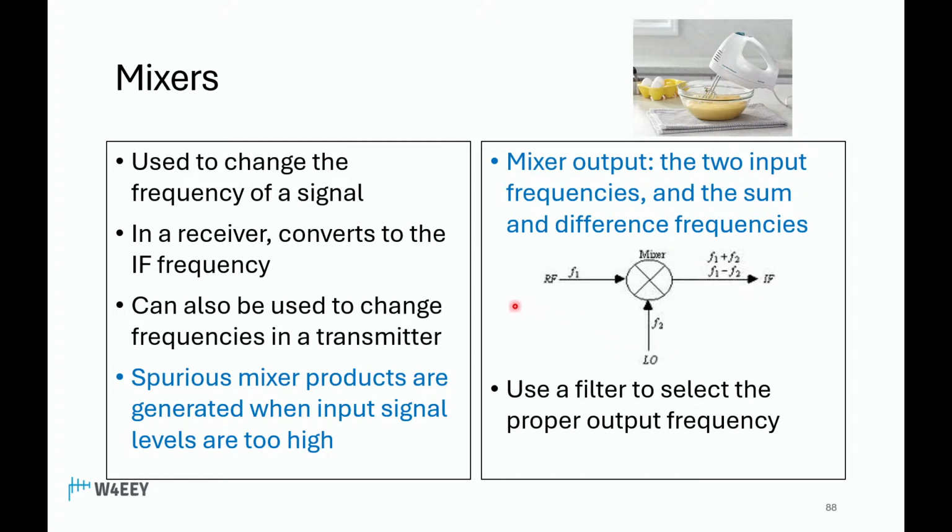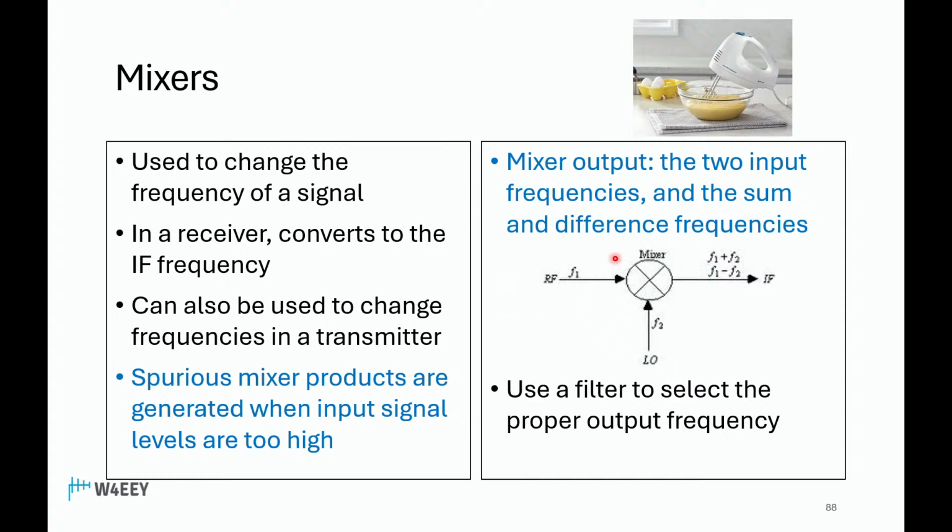So diagrammatically, here we've got an RF signal coming into our receiver. We've got a local oscillator. And in the output of the mixer, we're going to have some amount of the received energy, the signal being received. We're going to have some element of the local oscillator sneak through the output. But the thing that we're really interested in is the sum and difference frequencies between the local oscillator and the received signal. And then what we will do is use a filter to select the proper output frequency.